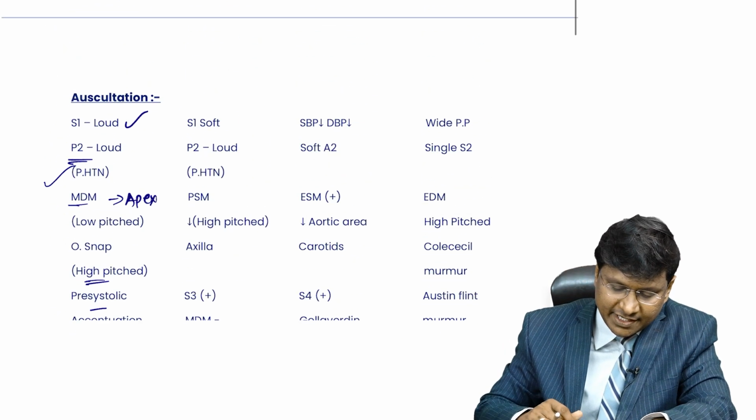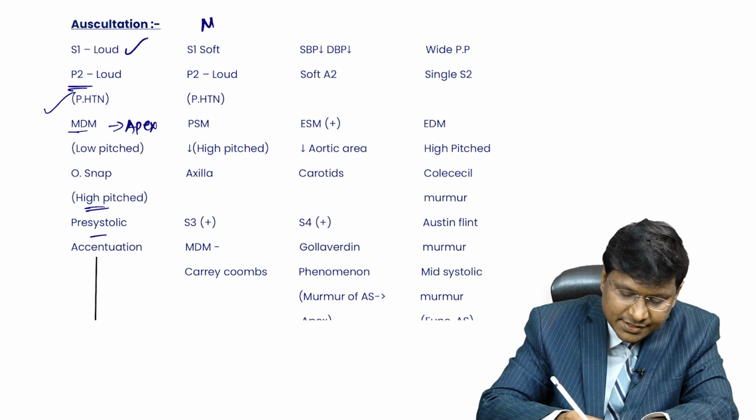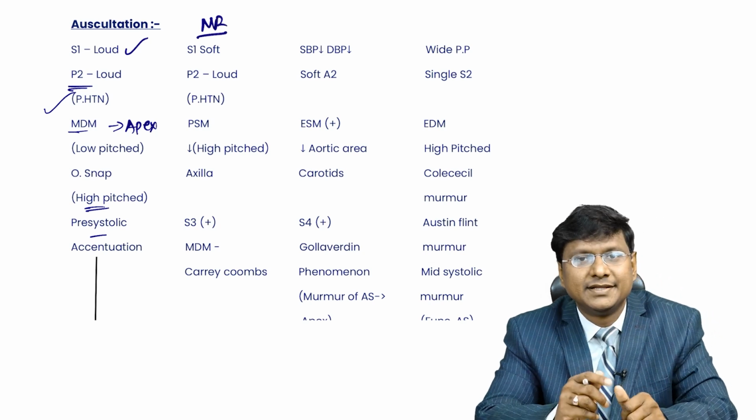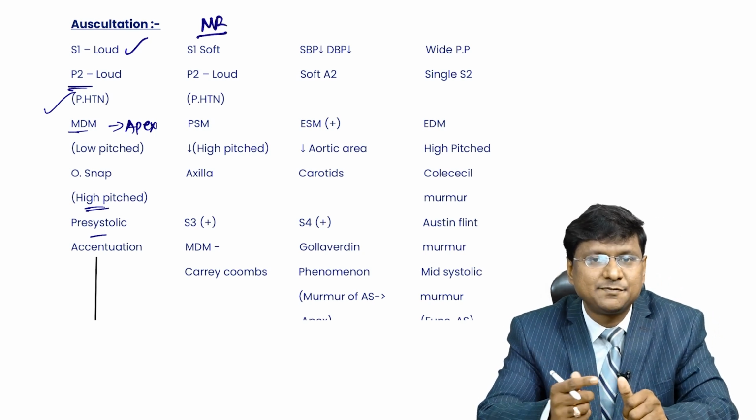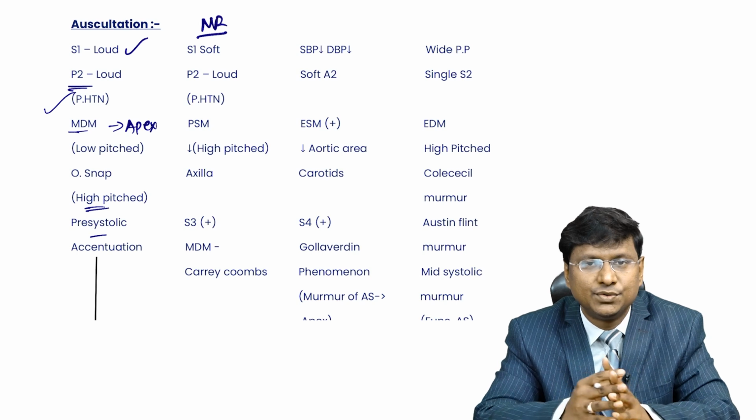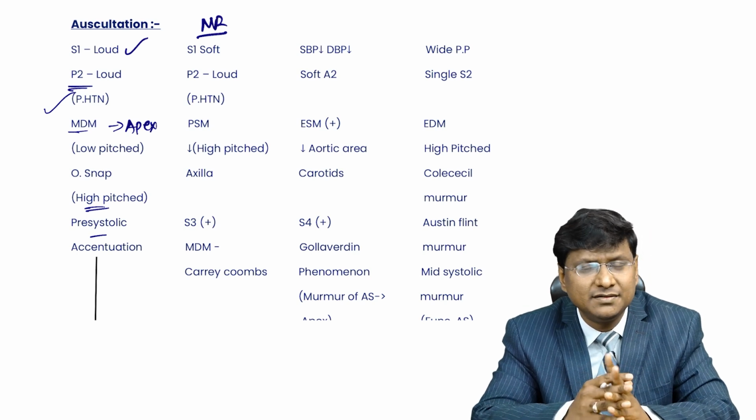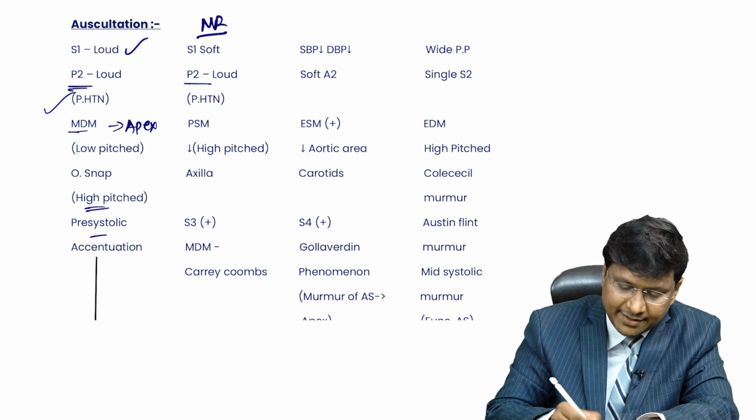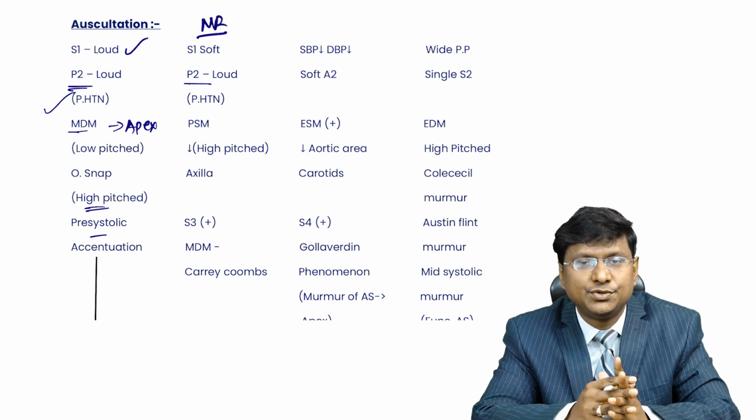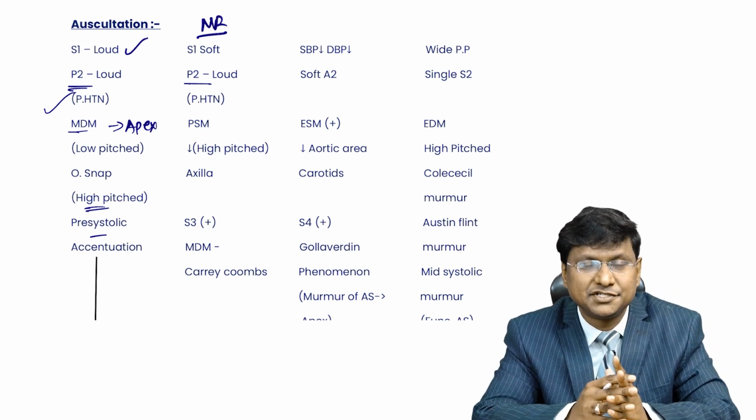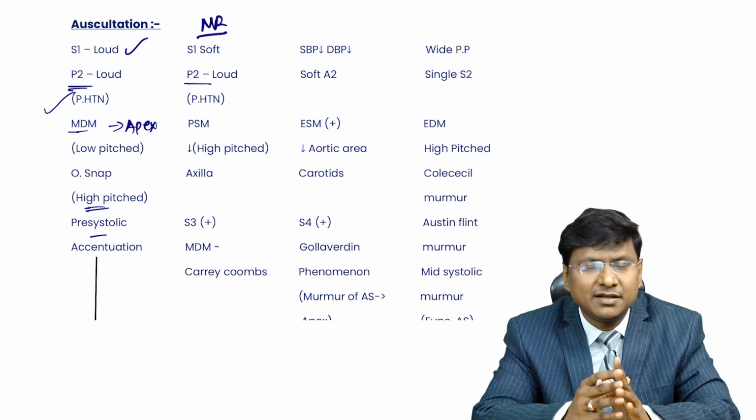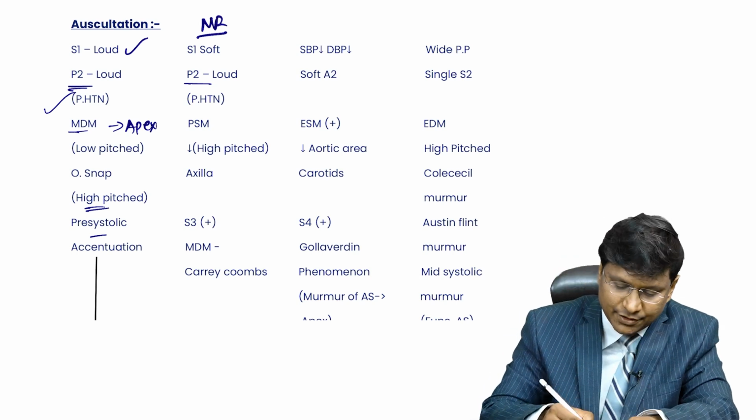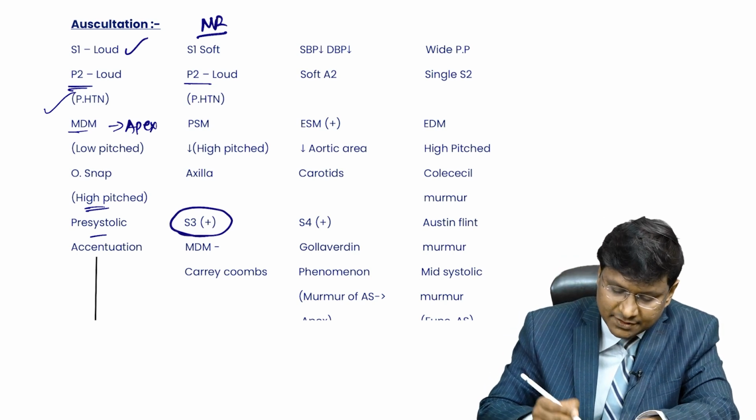Then what will be the auscultatory finding in case of MR? In case of MR, the S1 will be soft. Why is this particular S1 soft? That is due to incomplete closure of the mitral valve. That's the reason why the first heart sound will be soft. And the P2 will be loud, and that is due to development of pulmonary hypertension. And these patients with MR can go into a state of left ventricular failure, and that is when you will have the third heart sound.